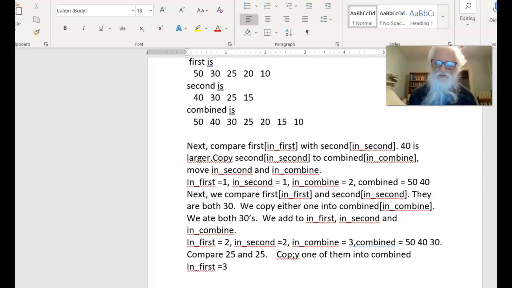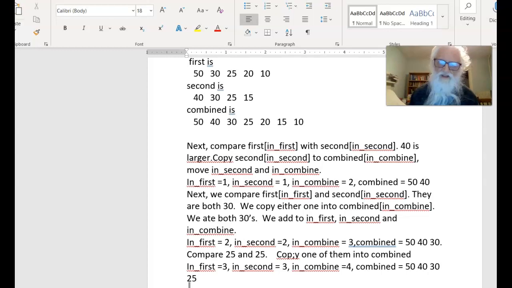In first equals 3, in second equals 3, in combine equals 4, and combined equals 50, 40, 30, and 25.